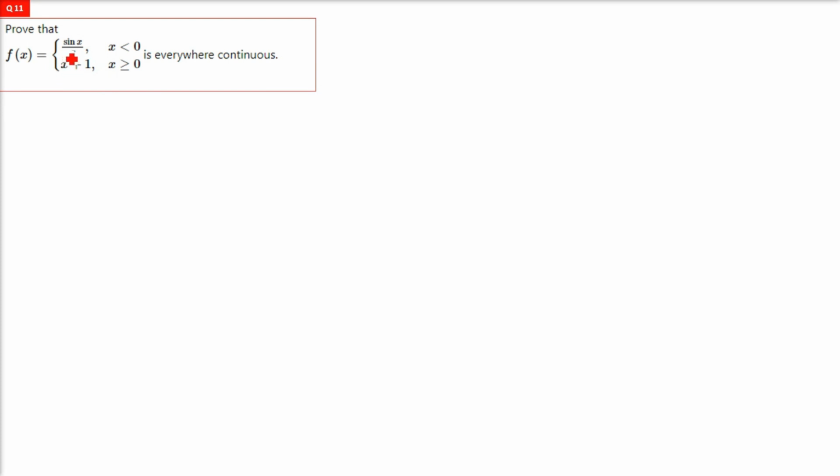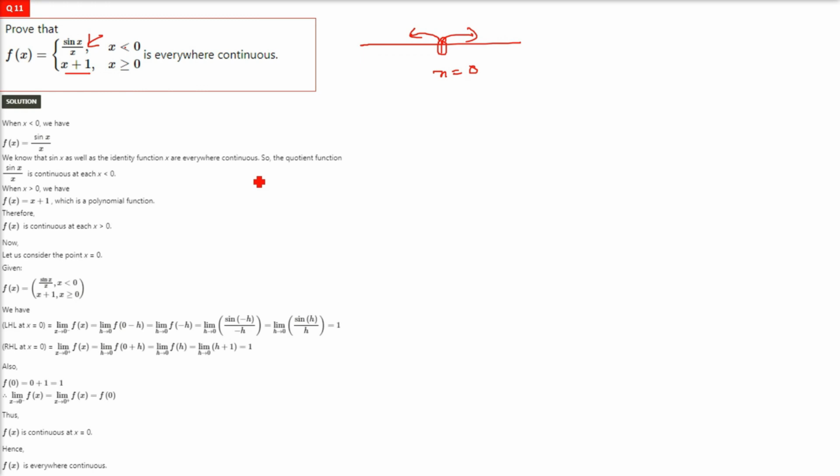Prove that f(x) equals sin x by x when x is less than 0, and we'll take it as x plus 1 when x is greater than or equal to 0. Okay. So this is continuous everywhere.